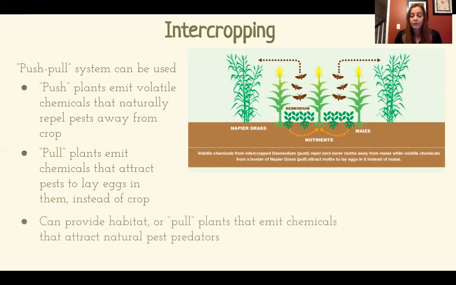You can also create a habitat with pull plants that attracts those natural predators. So we can have a push-pull for the pest itself, or we can plant plants that pull in predators. So that kind of comes back to our biological control. So these very often work together.